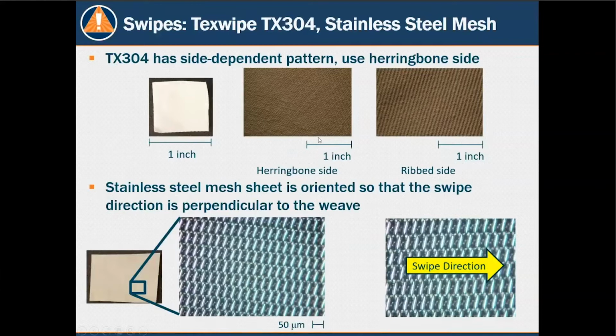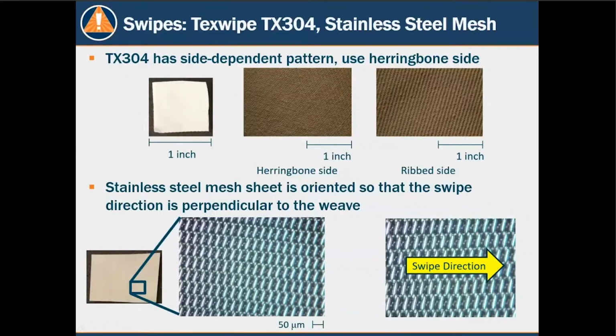We always set these up so the herringbone side was used, and so the same orientation of the herringbone towards the surface that we were swiping was maintained. We used a stainless steel mesh as the second surface, as the second trap type, and the stainless steel mesh also has a pattern to it, and we oriented the swiping of the surface so that we were always moving perpendicular to the pattern.